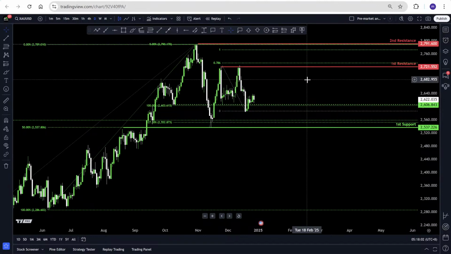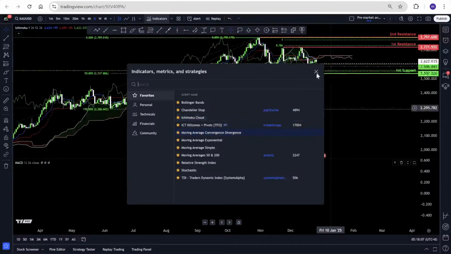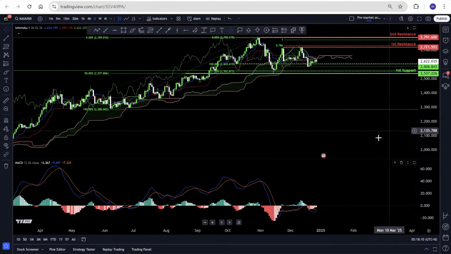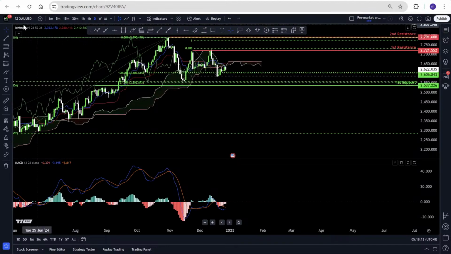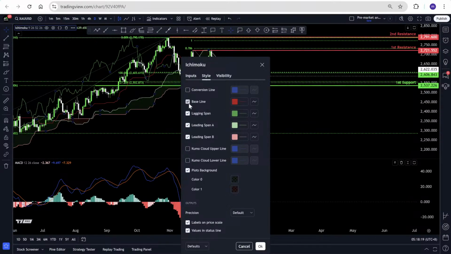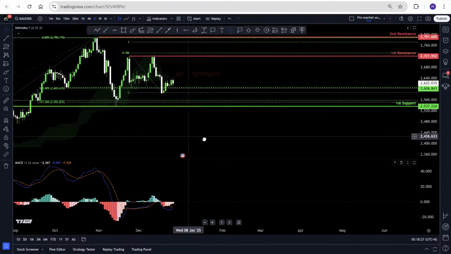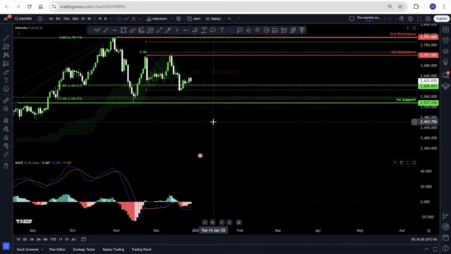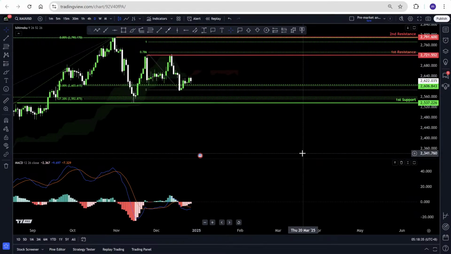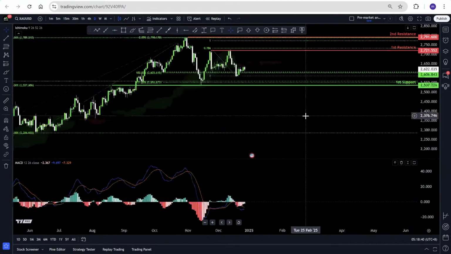So now I'm gonna go in with our indicators. I like to start off by looking at Ichimoku and MACD because at one glance you can tell exactly what the signals are. So on our Ichimoku, you can see prices moving below the cloud. MACD is also giving us a bearish signal.